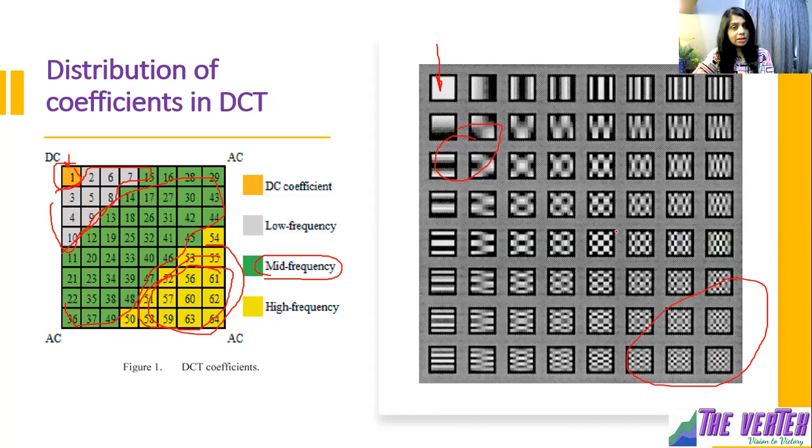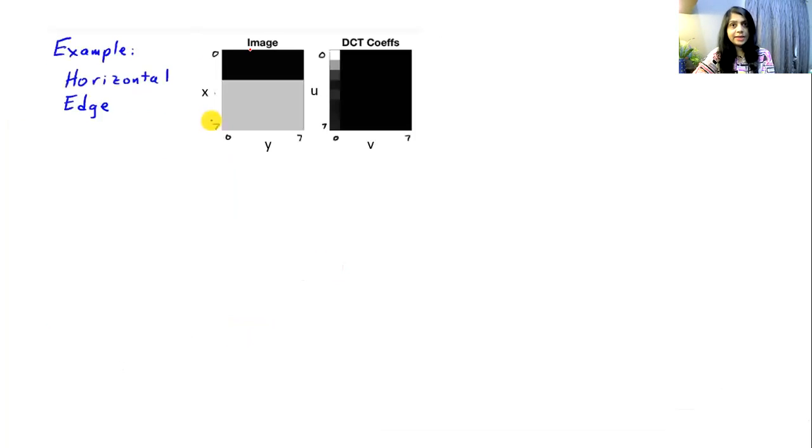Otherwise, in the middle portion. Now let's take an example for more clarity. If this is an 8 by 8 image, you can see the variations are in this direction, and only once the image is changing the color. Here it is black and here it is green. So variations are in this direction, so your DCT coefficients will be like this.